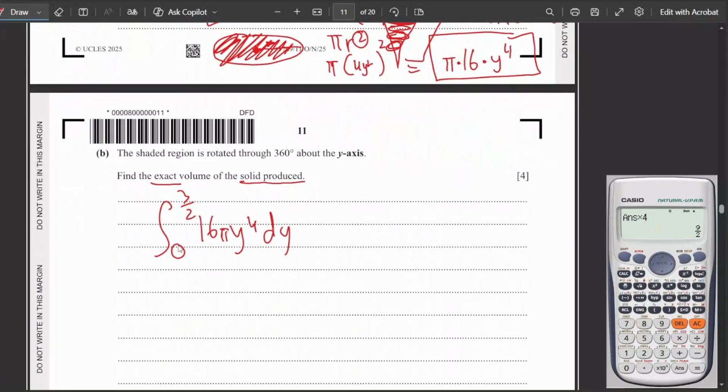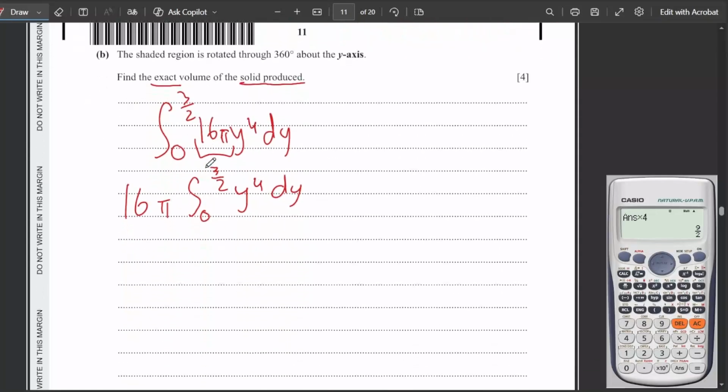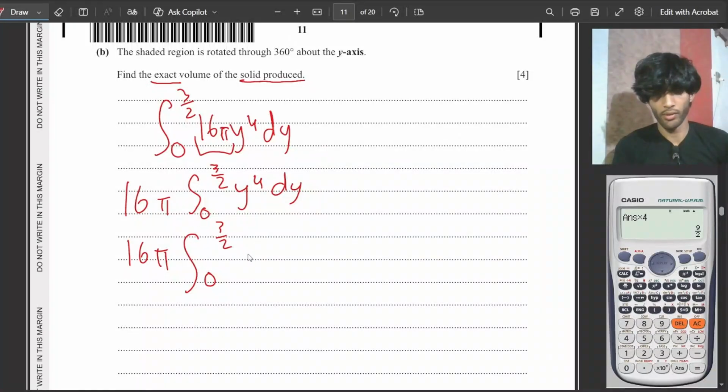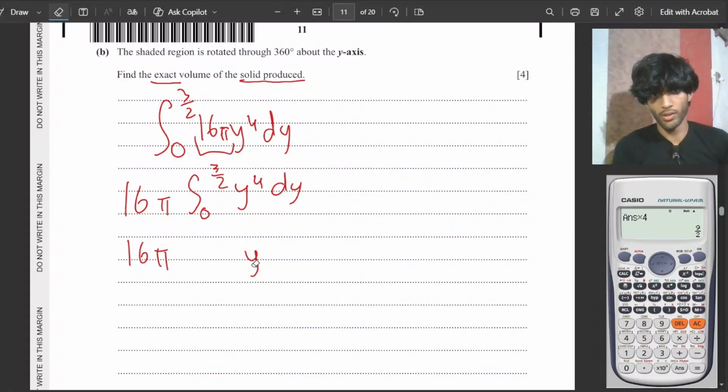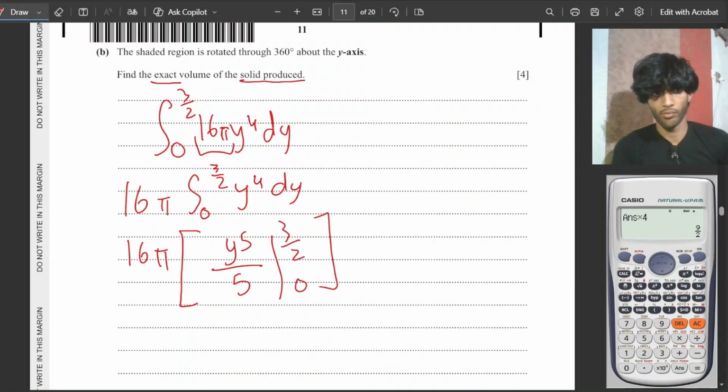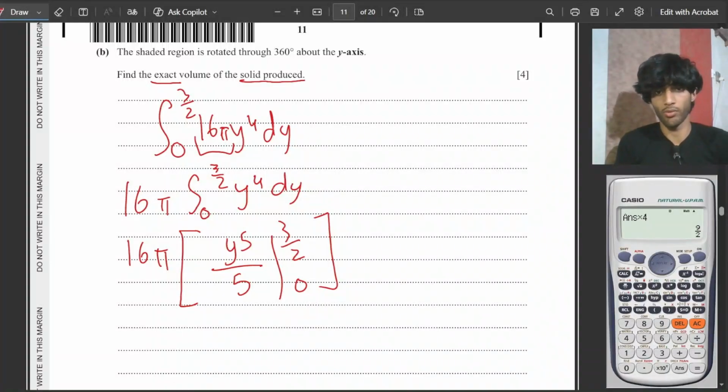Yes, that is correct. Now 16 and pi are constants, so I can bring them outside of the integral, and I have 0 to 3 by 2, y to the power 4 dy. What I can do now is integrate it. So what's y to the power 4 dy? It's basically going to be y to the power 5 over 5, and then I have the bounds 3 by 2 and 0.